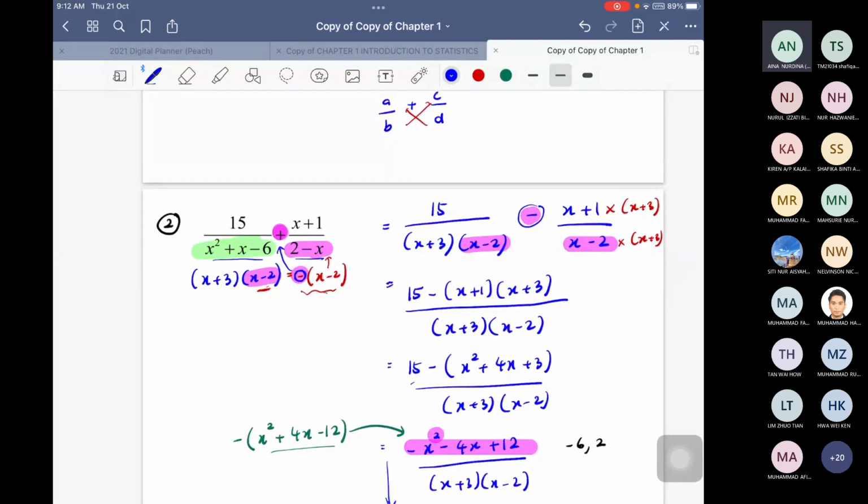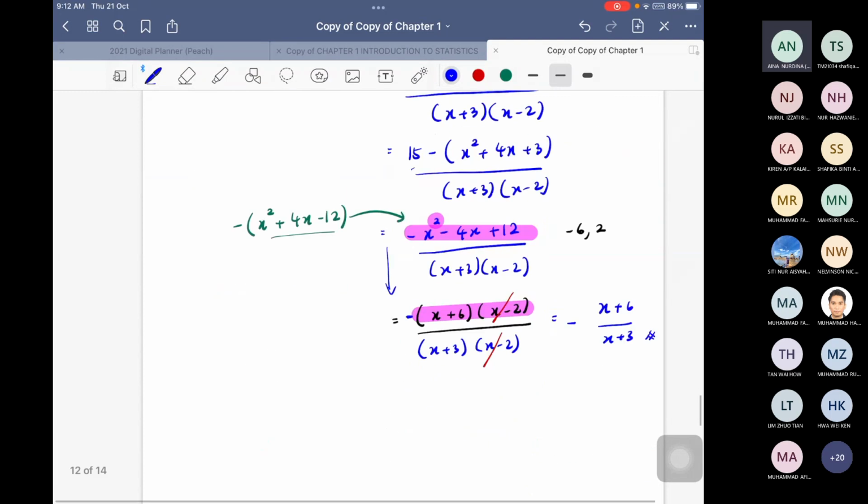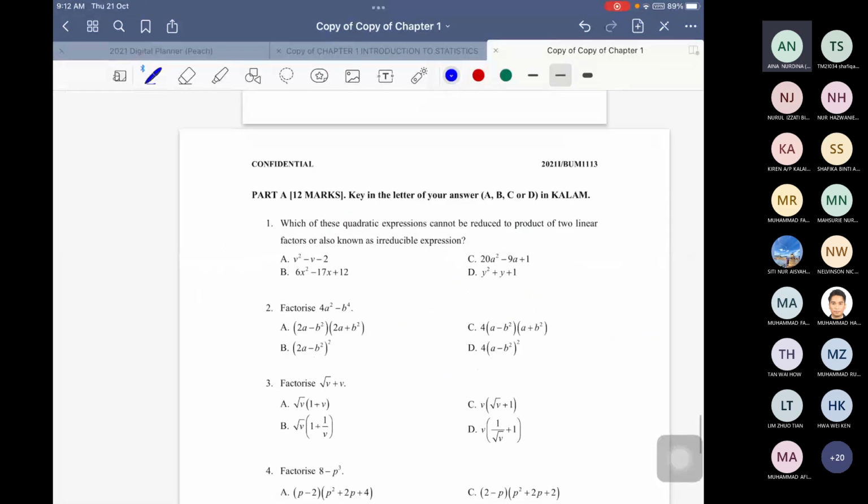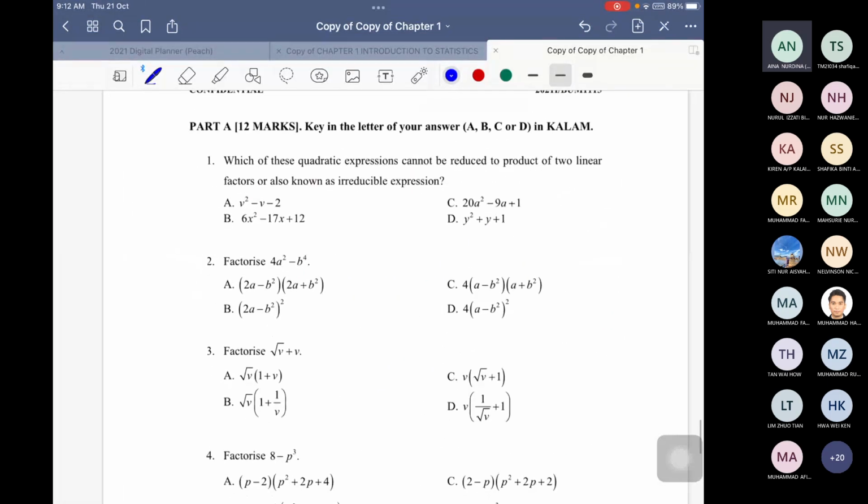Okay, next what we're going to do, we're nearly finished, 15 minutes more and then we're going to be done. This is an example test question.